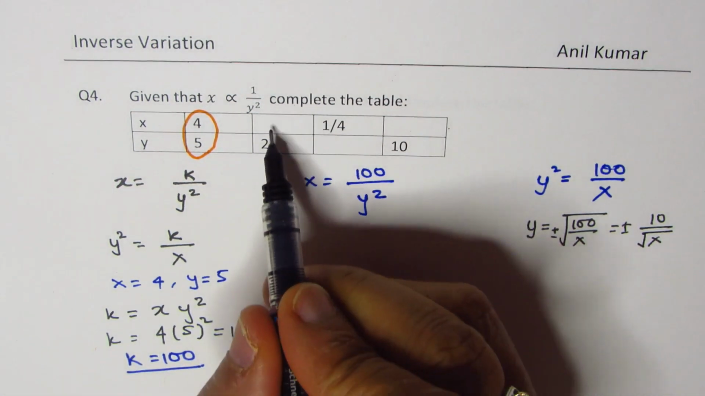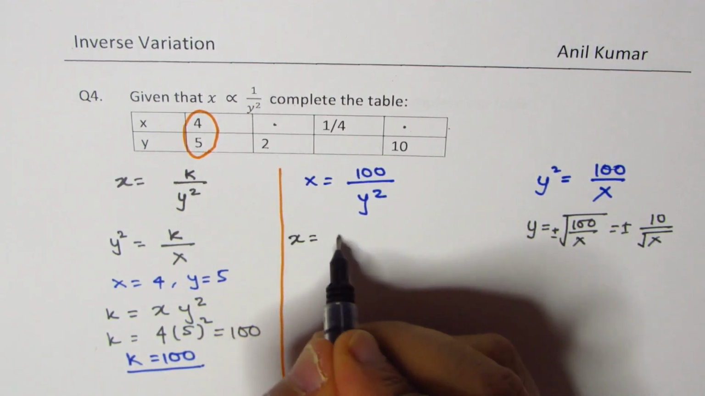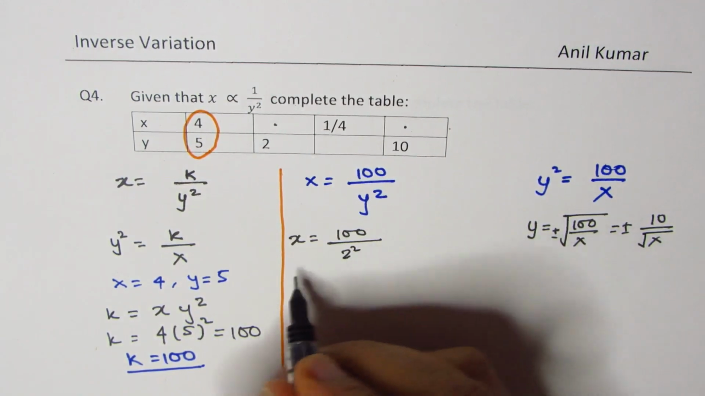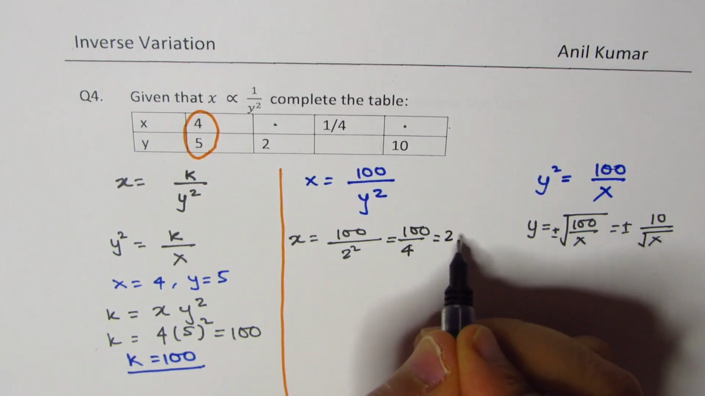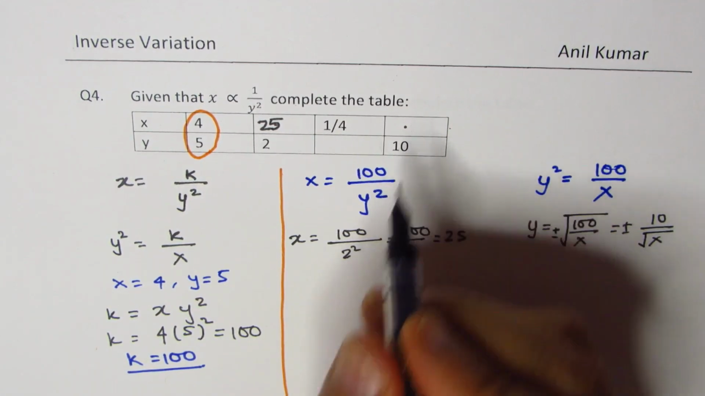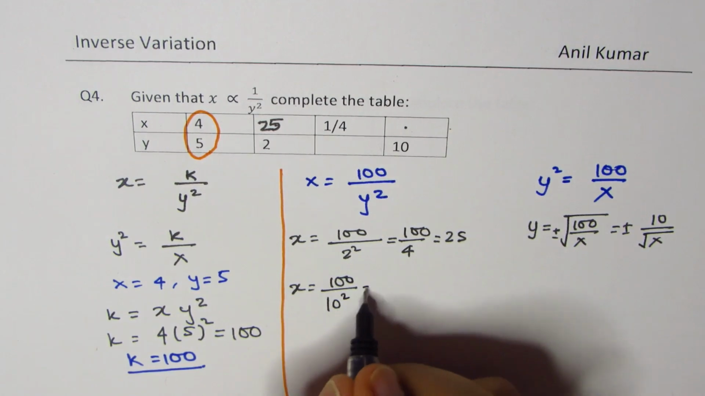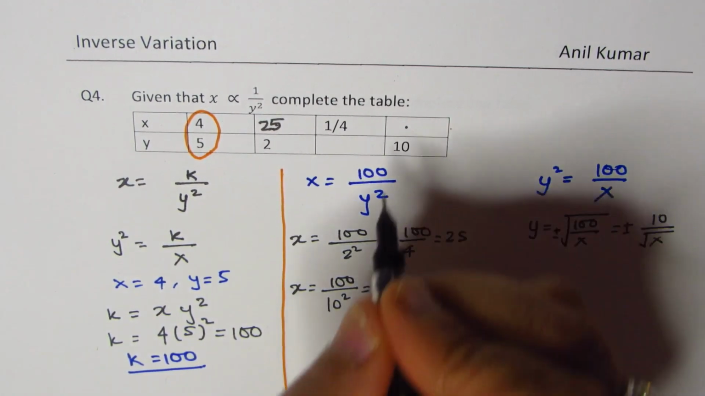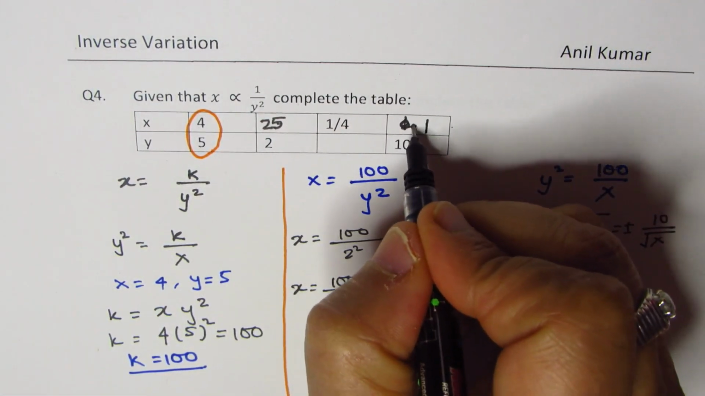Okay, so let's find the x values first. So these two, so we have x equals 100 over, we'll write 2, right? So 2 square. So that means 100 over 4, and this is 25. So this value here is 25. Now for that place, we have x equals 100 over 10 square, which is 100 over 100, and so we get a value which is 1, so this value is 1. Is that clear to you? So let me rewrite clearly, just 1.